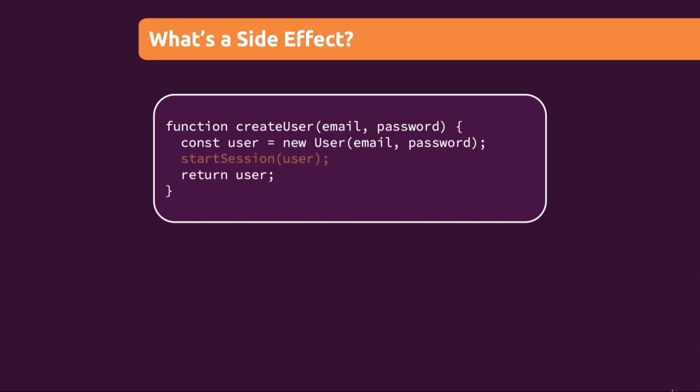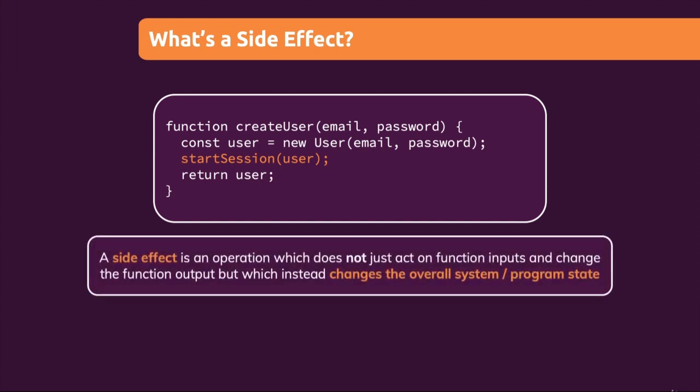However, let's now say we have this line of code in the function as well. This start session line of code. Now, this function, which we call here, is very likely to change the overall state of our program. And that's what we call a side effect. It's an operation which does not just act on the function inputs and change the function output, but which instead changes the overall system or program state. For example, start session could change some variable outside of this createUser function.